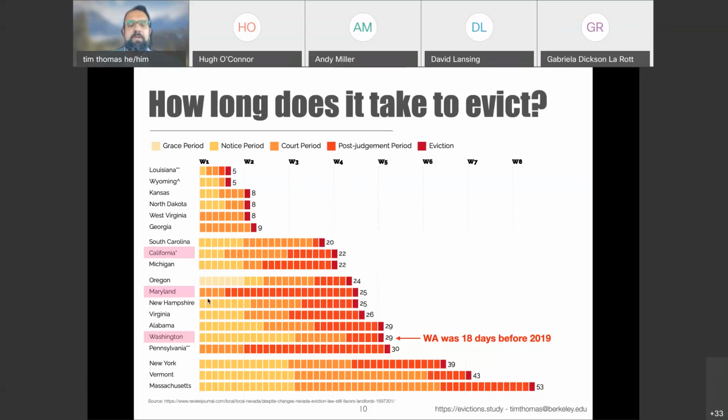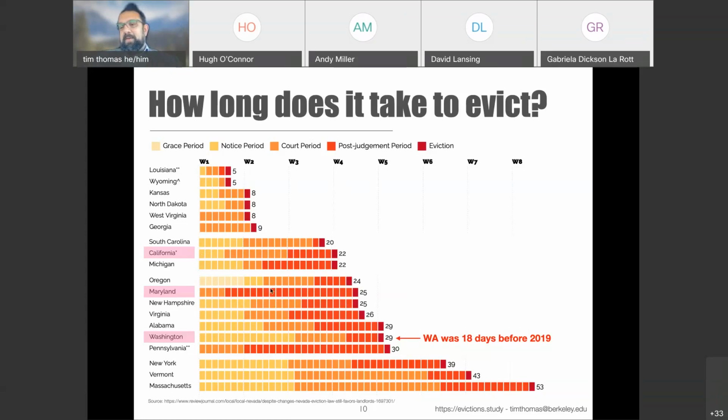What's interesting is Baltimore City has one of the highest numbers of notices I've ever seen, which is around 140,000 notices per year. That leads to about 60,000 or so unlawful detainers. And then by the end of the day, about 7,000 to 9,000 people actually get physically removed by the sheriff.